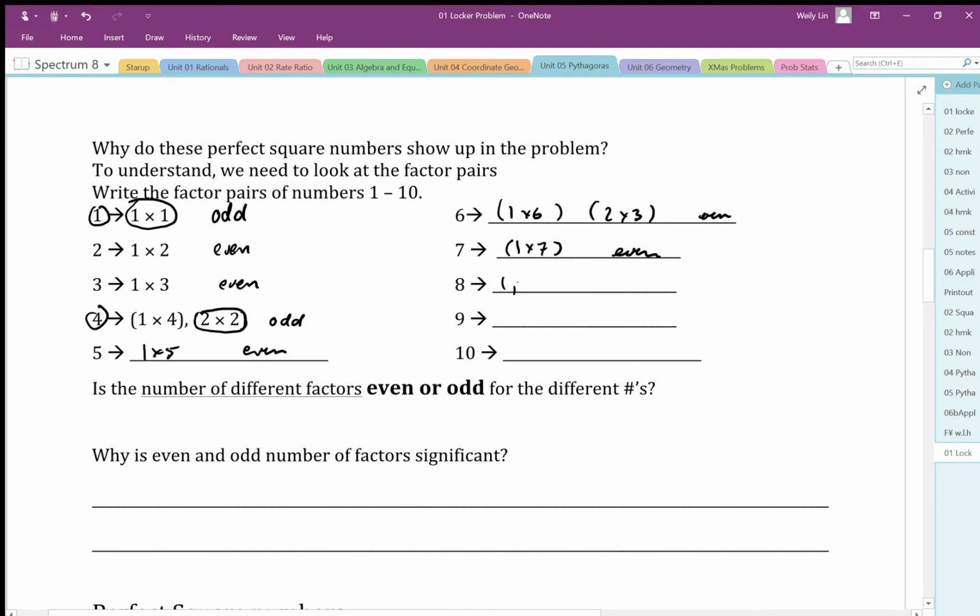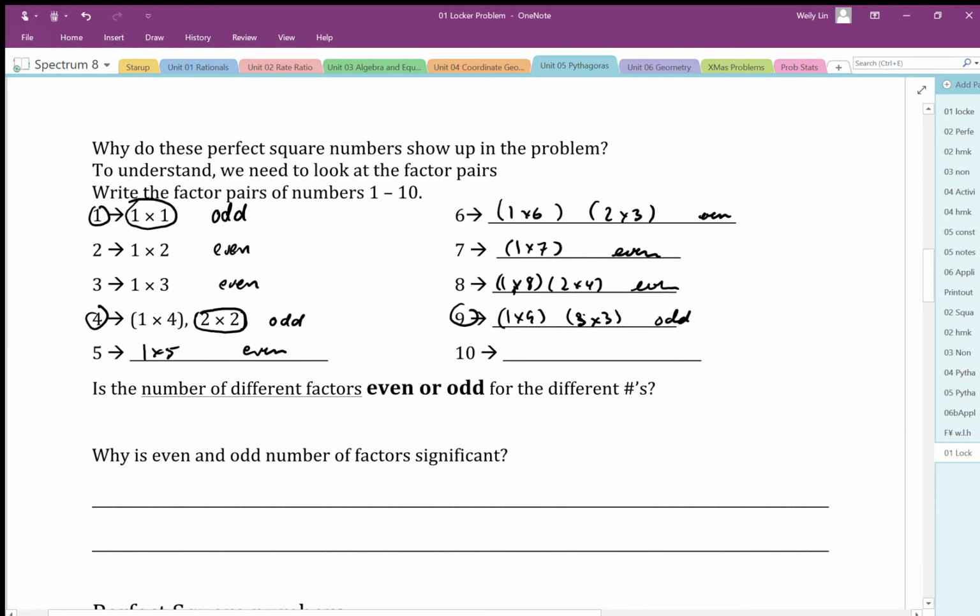Okay, 1 times 8. This is going to be 2 times 4. That's going to be an even number of factors. With 9, we're going to have a pair here, but this pair gets counted as 1. So again, we have an odd number of factors.